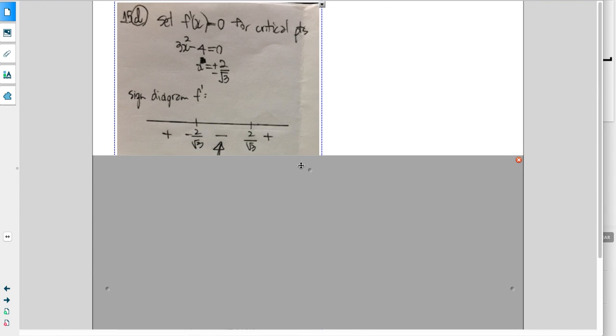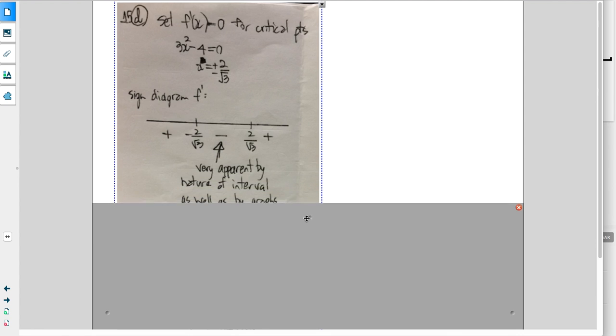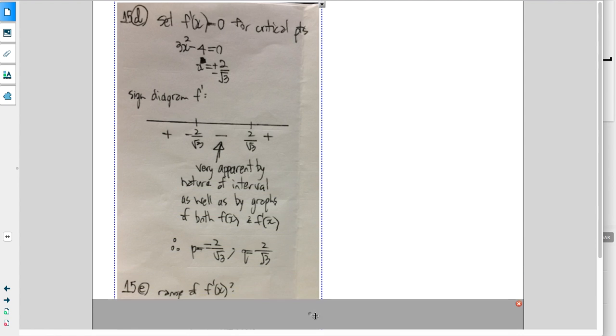Construct a sign diagram for each of those critical values. And we really don't even need our graphing display calculator for this, because we know that the interval of decrease is contained by two values, P and Q. So therefore, we can assume that this indeed is the interval of decrease. And I've made that explanation there.